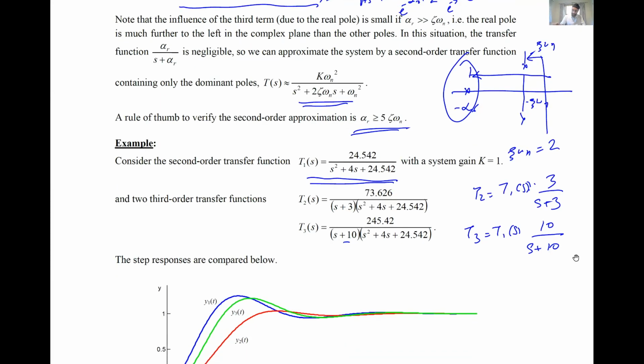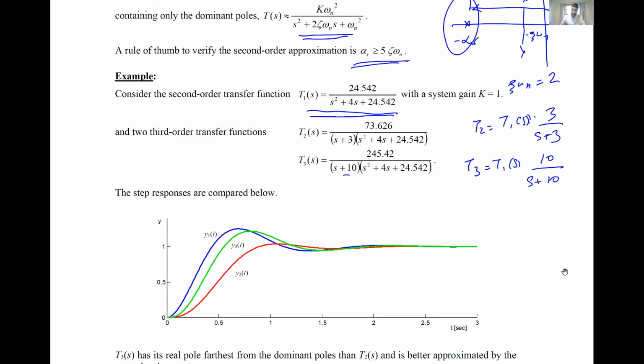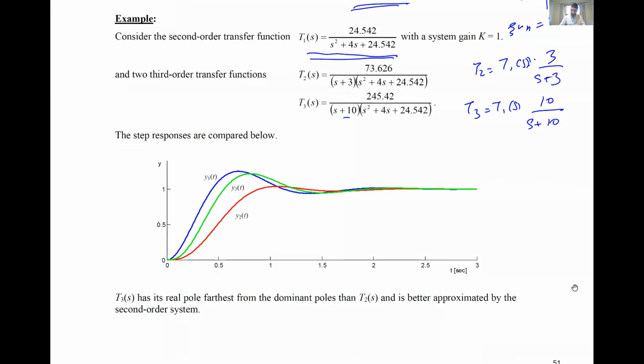So we can see that in this case T3 follows the rule of thumb: it has the faster pole, which has a magnitude of 5 times the dominant pole. So we can assume that y1 is a good approximation for the higher order transfer function T3, but the response y1 is not a good approximation for the response coming from the transfer function T2, which can also be seen by these plots.